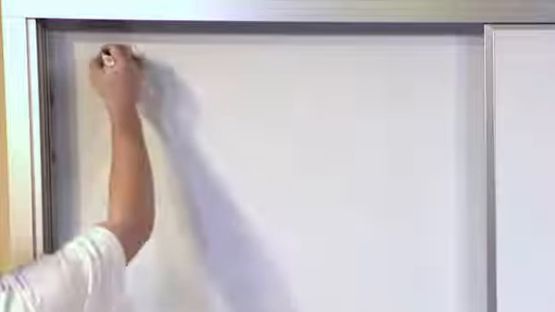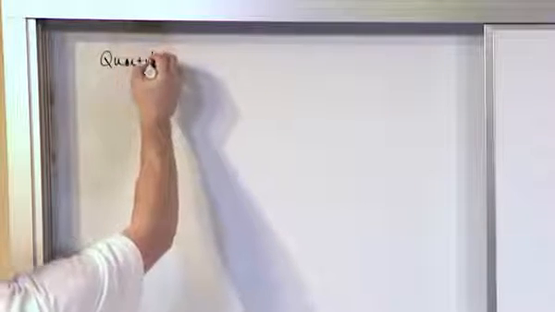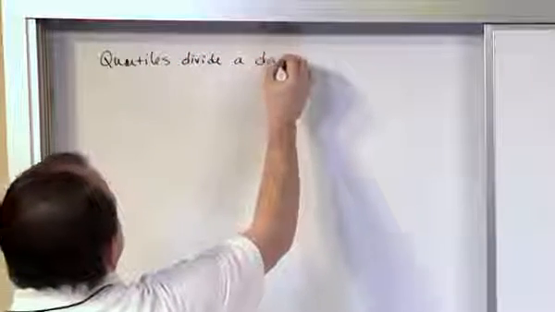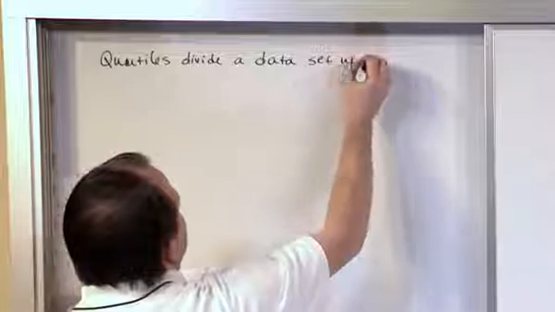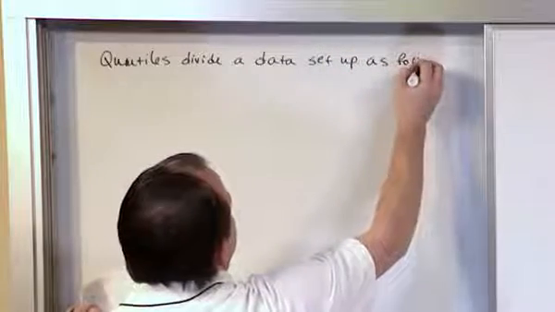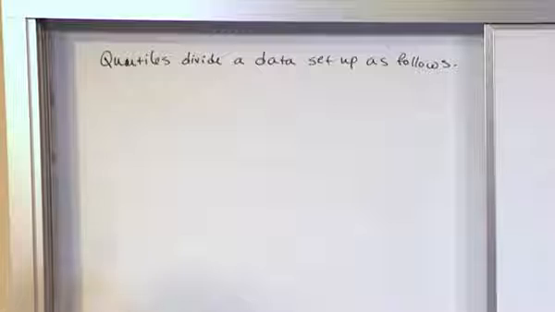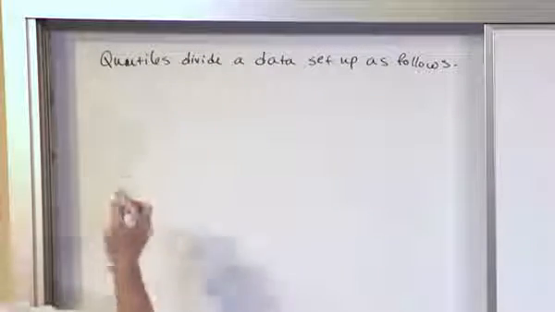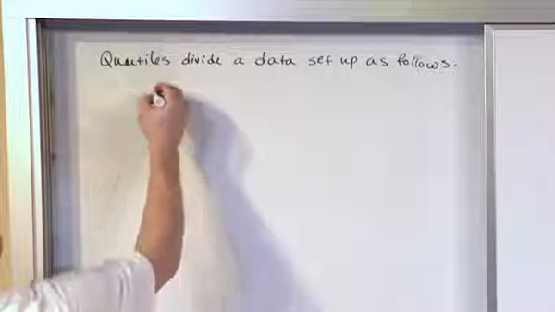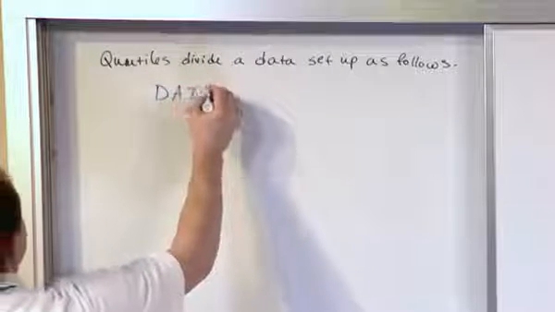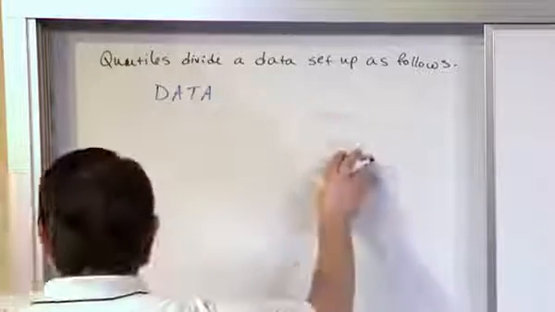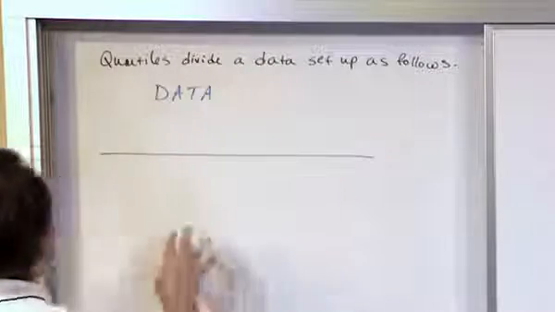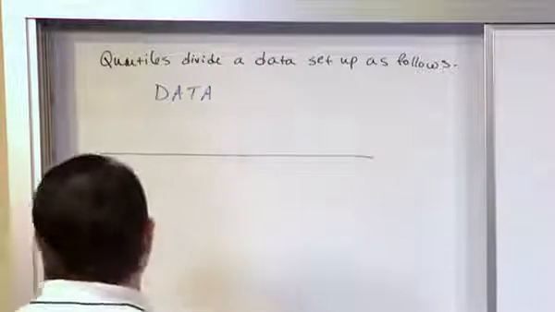So quartiles divide a data set up as follows. Let me go ahead and change colors here. Let's say you have some data, right? So I'm going to write big letters, data. You have low values, medium values, and high values. So this line right here is going to represent all of my data values. I've got some low values, some medium values, and some high values, all right?